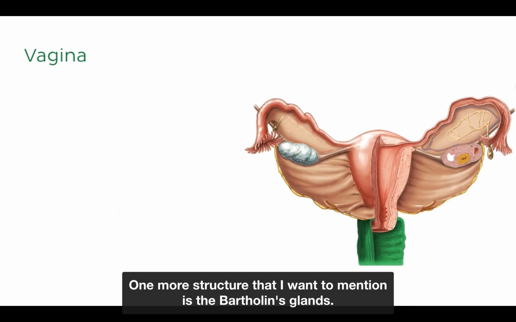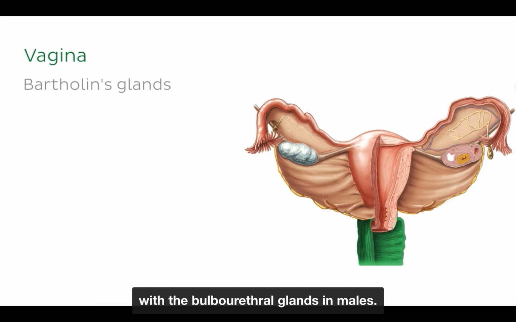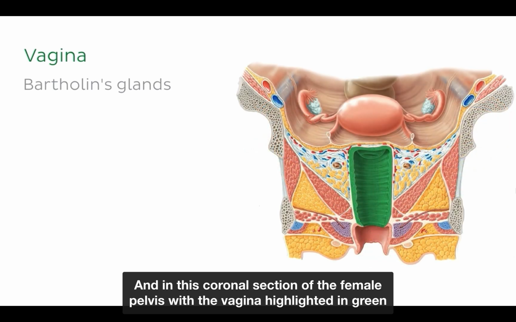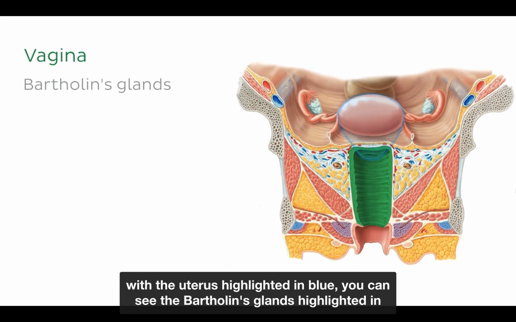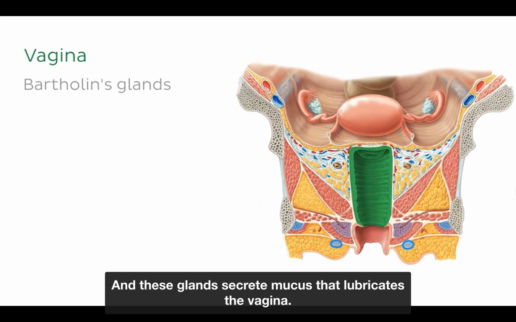One more structure that I want to mention is the Bartholin's glands. Now, these are two pea-sized glands situated at the opening of the vagina, which are homologous with the bulbourethral glands in males. And in this coronal section of the female pelvis with the vagina highlighted in green, with the uterus highlighted in blue, you can see the Bartholin's glands highlighted in blue down here. And these glands secrete mucus that lubricate the vagina.